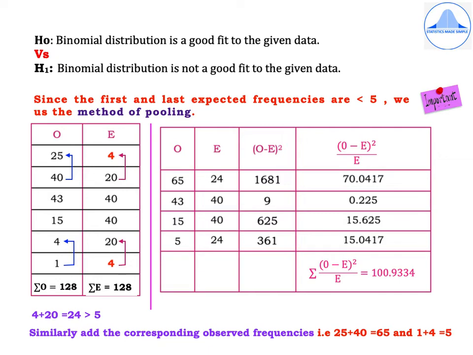So I'll get the observed frequencies after pooling as 65, 43, 15 and 5, and the expected frequencies after pooling are 24, 40, 40 and 24. Then find out O minus E the whole square. So I'll get 1681, then 9, 625, 361. Then calculate O minus E whole square by E, which is 70.0417, 0.225, 15.625, 15.0417. So summation O minus E whole square by E is equal to 100.9334. This requires a bit of practice, so understand the concept thoroughly and practice all the steps.